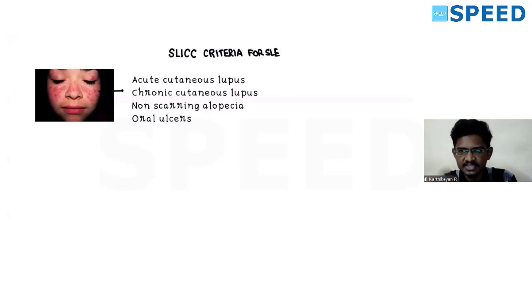First is coming to the face. The rash, malar rash, if it is acute cutaneous lupus or chronic cutaneous lupus, or the hair part, if the patient has alopecia, which is non-scarring, meaning scars will never form in SLE. But in discoid lupus erythematosus, scars will form. And also recurrent oral or nasal ulcers. Of those ulcers we will tell. Okay. So in the face itself, we have 4 criteria for SLE.